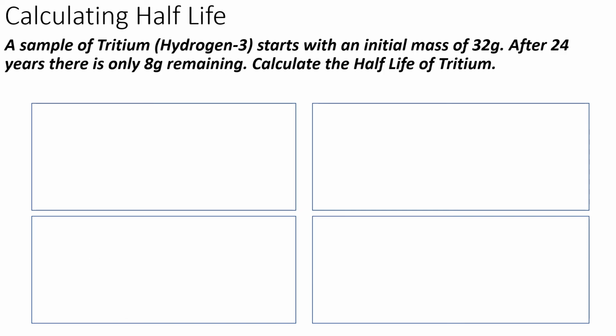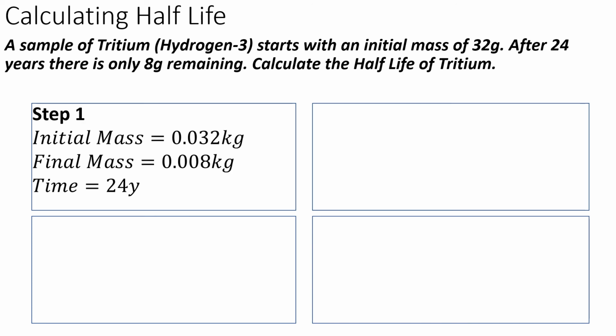Now I'm going to give you 2 more extreme examples, some unusual ones. A sample of tritium, in other words hydrogen-3, starts with an initial mass of 32 grams. After 24 years there is only 8 grams remaining. Calculate the half-life of tritium. So this time we're looking for the half-life.